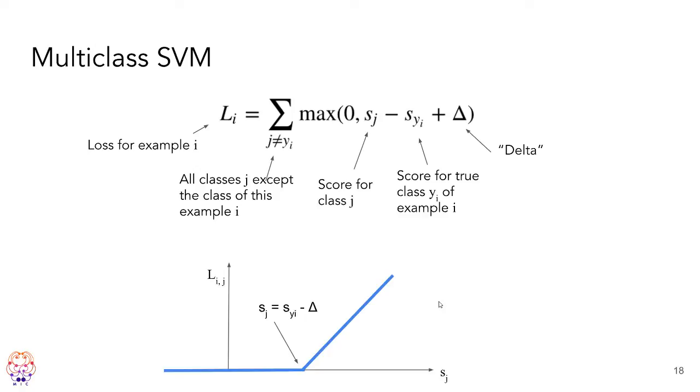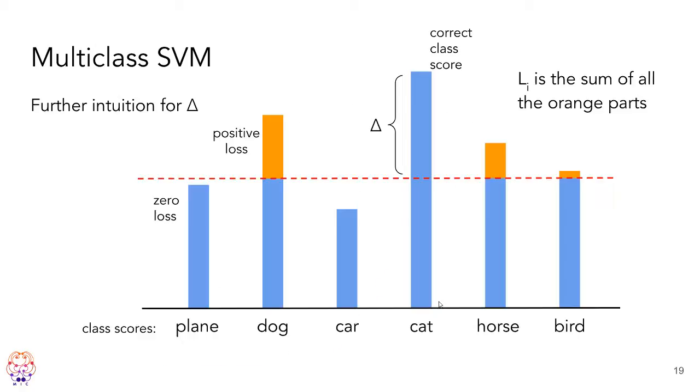Then we see that the loss is very high if the score for the incorrect class is not less than the score for the correct class by a certain margin delta. So this inflection point right here, that's where the incorrect class is exactly the correct class score minus delta. So you can sort of see that more intuitively with this graph.